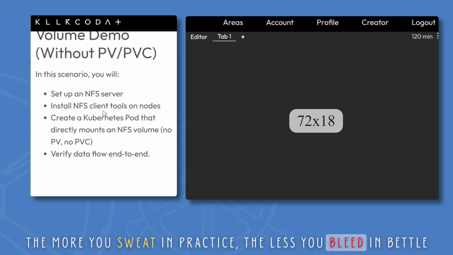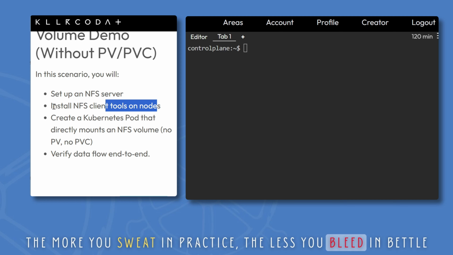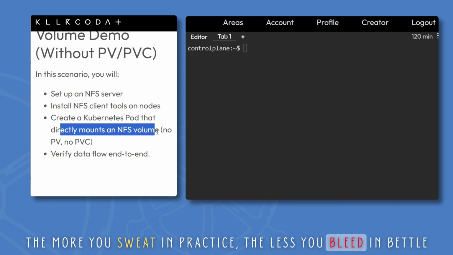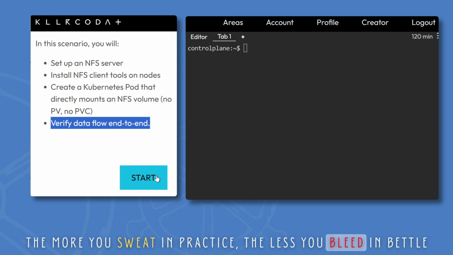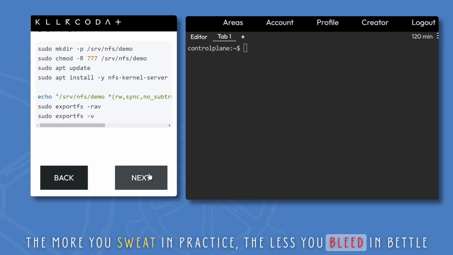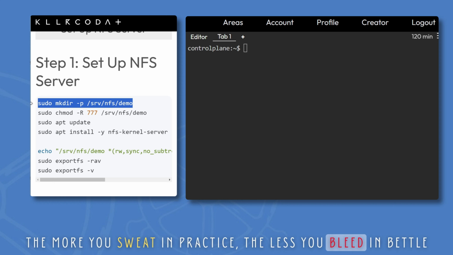In this scenario, you will set up an NFS server and install the NFS client tool on a node, which is required because we need to set up NFS, the network file system, and create a Kubernetes pod that directly mounts the NFS volume, and verify the data flow end to end. Whatever the requirements, we are going to fulfill them, and whatever things are required, I already organized for your ease.